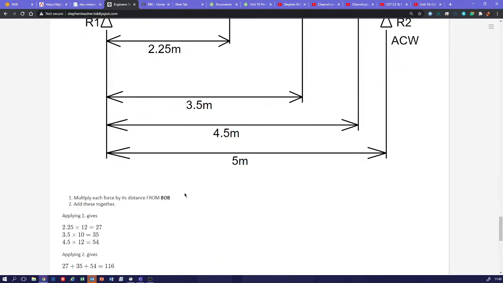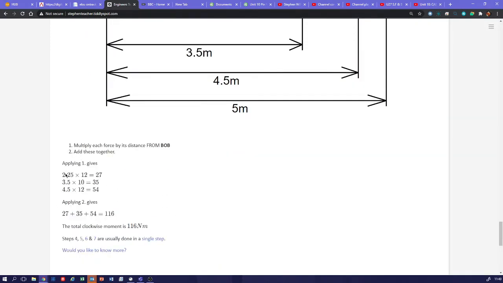So let's see what that looks like. I've just done them separately there. We've had them all together, and that gives us 160 newton meters. And it says here we usually do steps 4 to 7 in a single step, so we'll come back to that in a moment and see what that looks like.